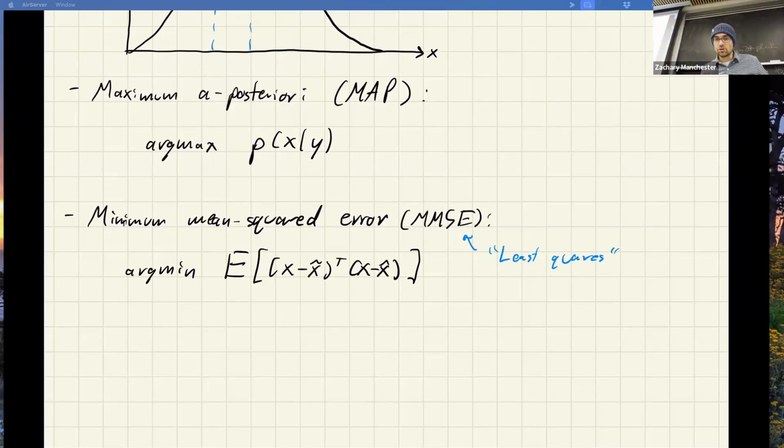Okay, so what happens in the case of a Gaussian? Yeah, in a Gaussian, these things end up coinciding, which is kind of cool and kind of why you probably never bothered to think about this before. Because in the Gaussian case, it doesn't matter.